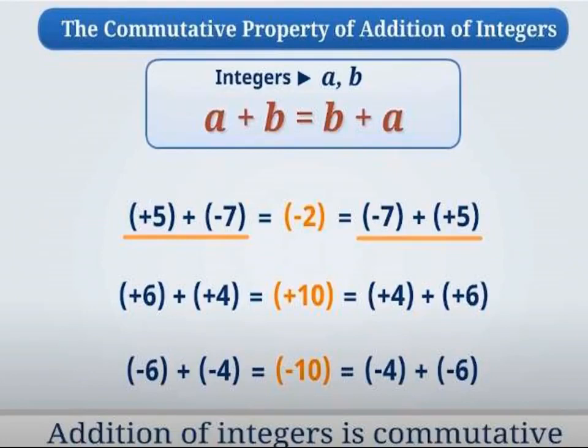Now we check another example. Minus 6 plus minus 4 equals minus 10, which equals minus 4 plus minus 6. Therefore, if you take any two integers a and b, then a plus b equals b plus a. If this condition is satisfied, then integers follow the commutative property of addition.